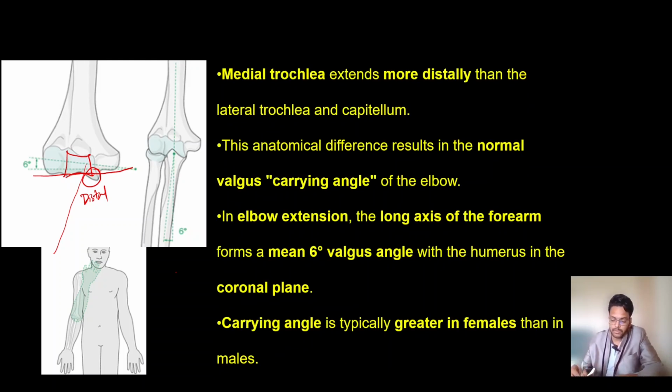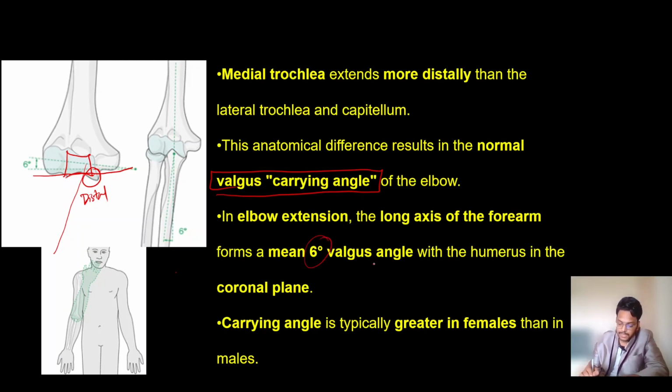So, the medial trochlea will extend more distally than the lateral trochlea and the capitulum, and this is the normal valgus carrying angle of the elbow. So, how much is it in elbow full extension? It is 6 degrees of valgus angle, and the carrying angle is more in females than in males. This you know from the first year of your anatomy, because the females have a wider pelvis, the carrying angle for the females will be more.